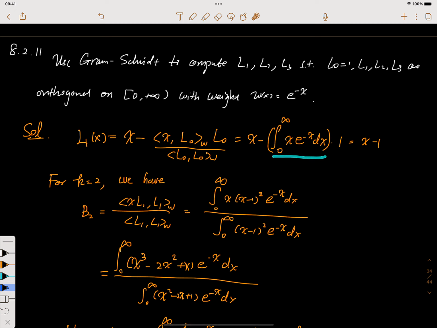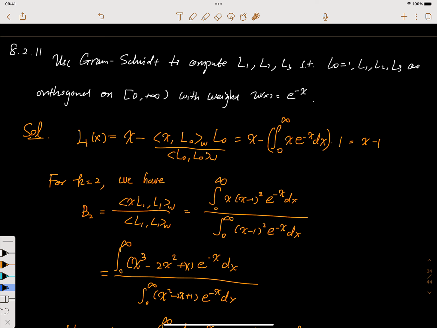Now here, the integral of that just becomes 1. And then remember, to find the integral of this one, you need to do integration by parts. You need to do integration by parts once, then we'll get this equals 1. So that's giving us x minus 1 for L1.